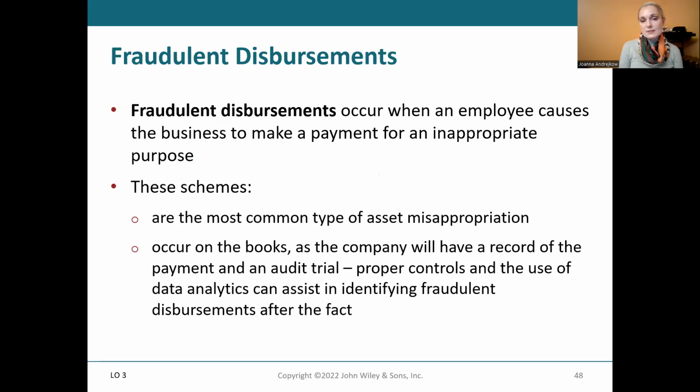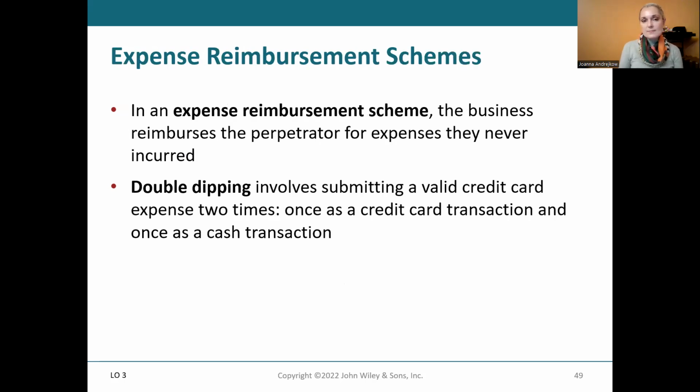Then we have fraudulent disbursements, and fraudulent disbursements occur when an employee causes the business to make a payment for an inappropriate purpose. These schemes are the most common type of asset misappropriation. They occur on the books, as the company will have a record of the payment and an audit trail. Proper controls and the use of data analytics can help to identify this type of fraud.